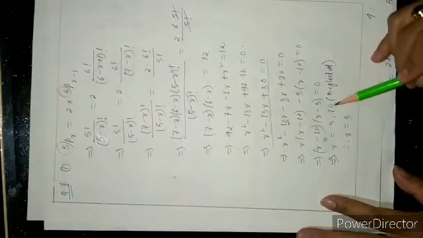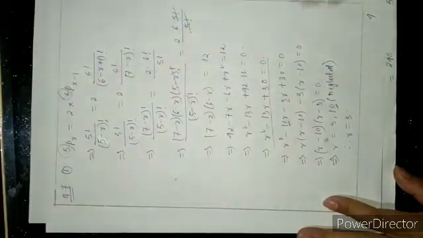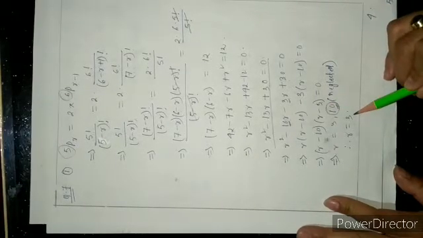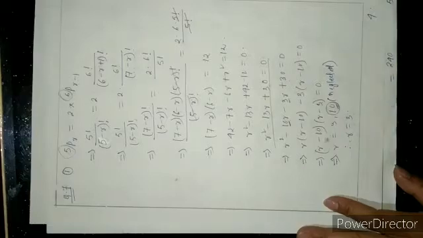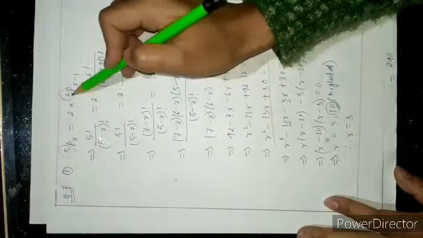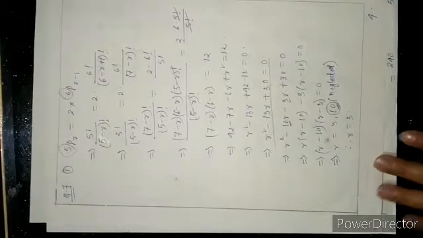Since the total number of objects is less than 10, we neglect 10. After neglecting 10, the possible value of r is 3, since r cannot be greater than the value of n, that is 5 or 6. The value of r can be at most 5 here, so 6 is not possible. Next question, number 9.